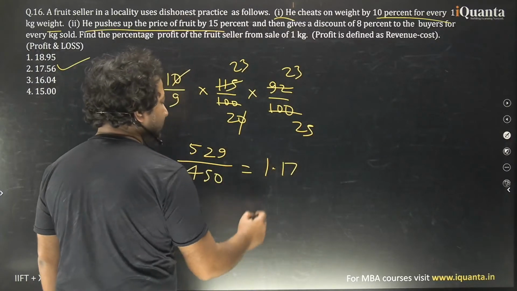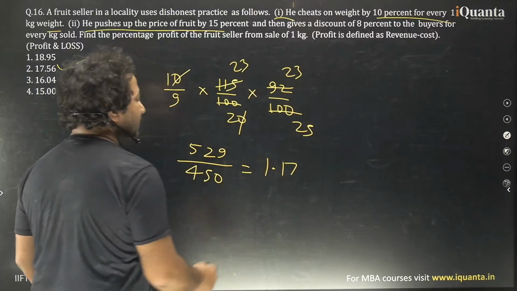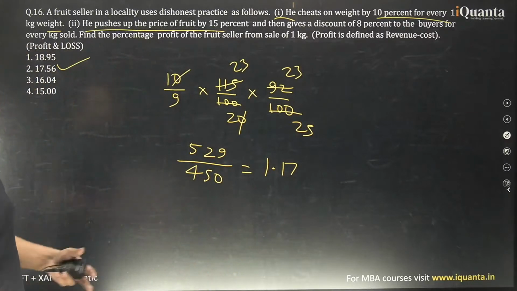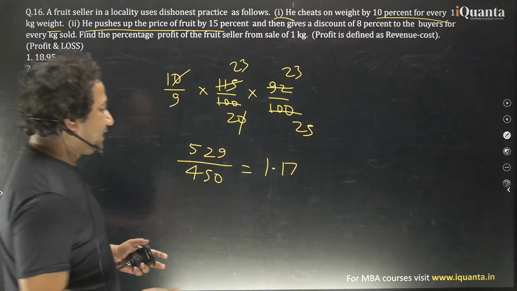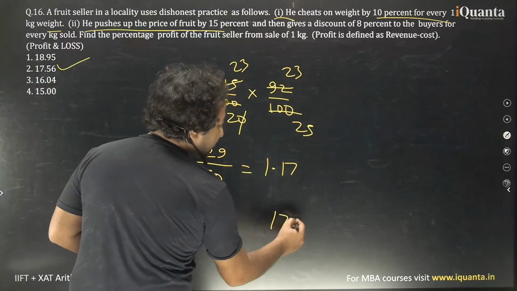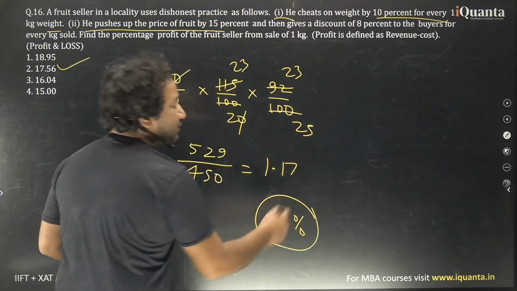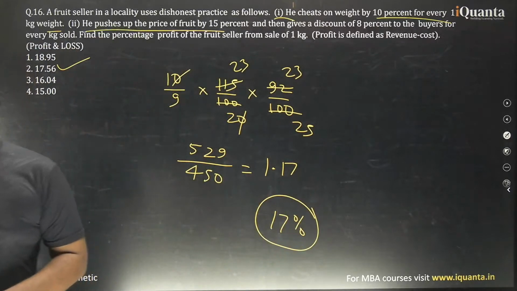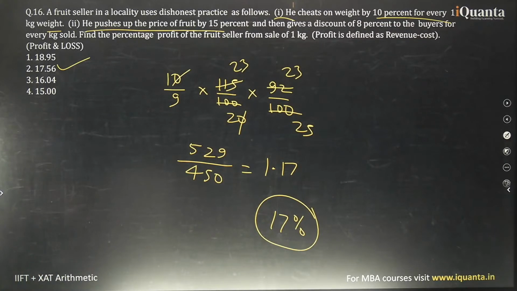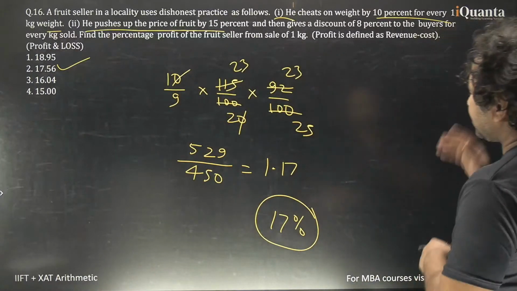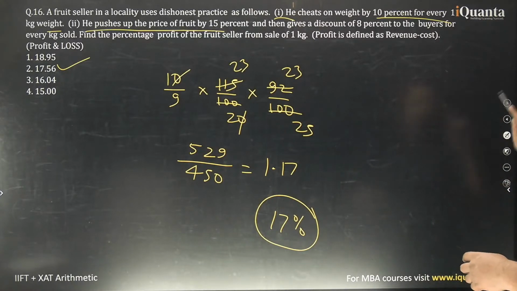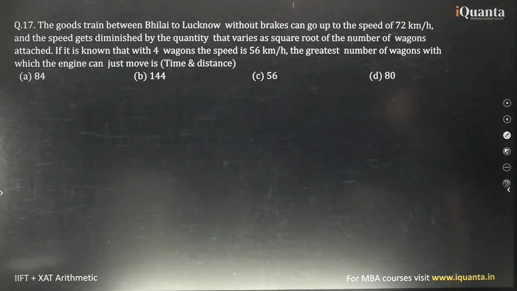1.17. So basically the selling price is 1.17 times the cost price. That means 17% has to be the profit. Is that right? So if 1 is the cost price, 1.17 is the selling price. Clear? So close to 17% is the answer. 17.56. Great. Next one.